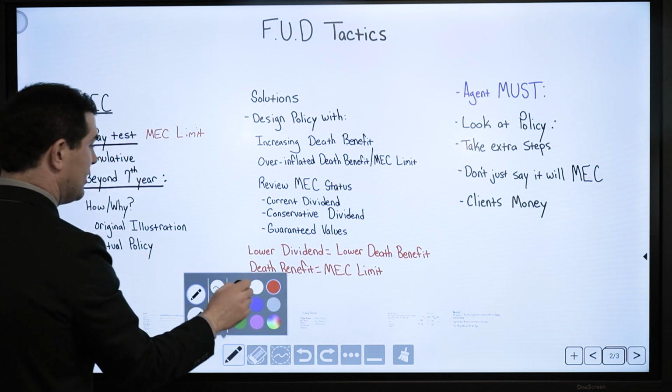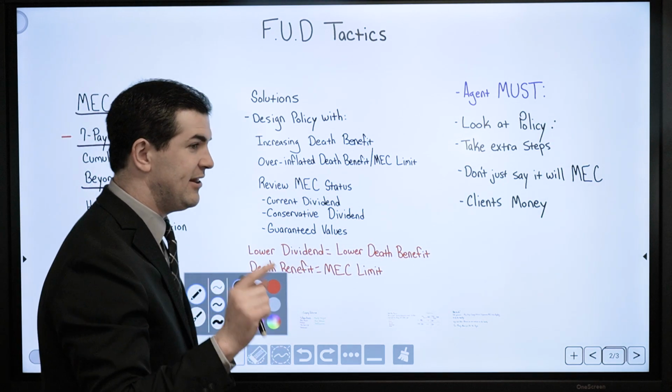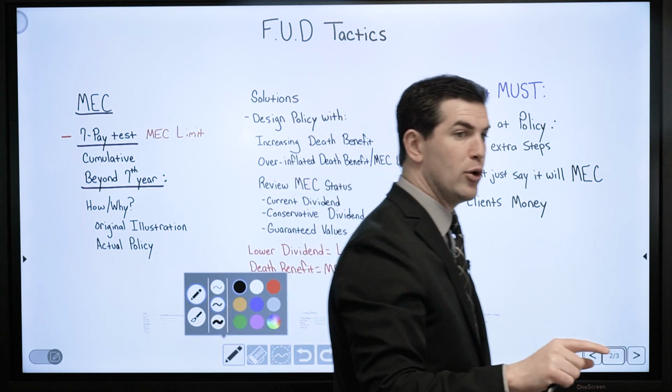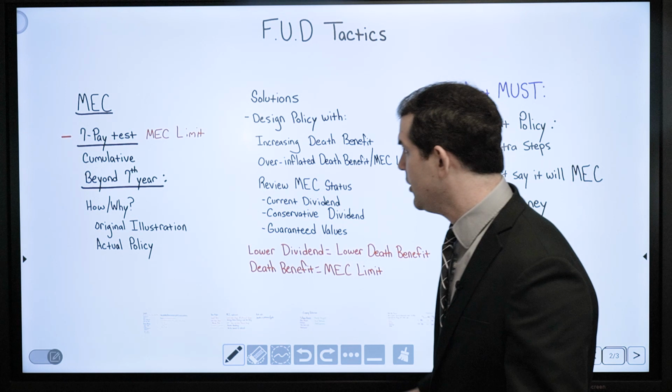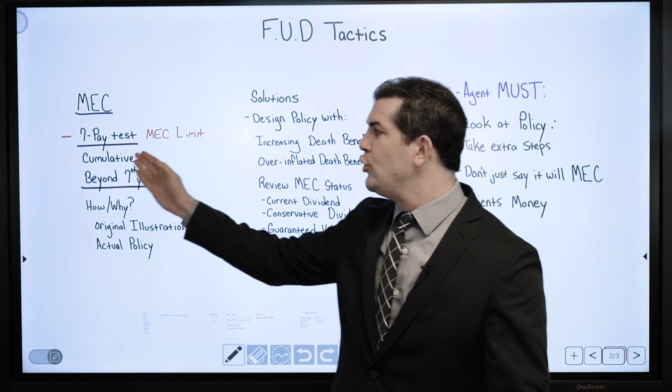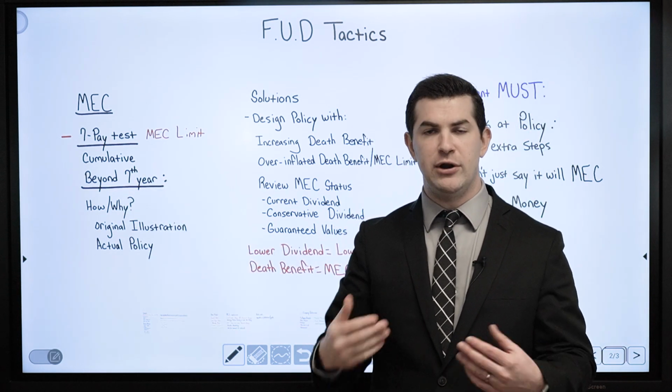I do need to ensure that my insurance policy and the insurance company I'm working with permits catch-up payments as well. Some companies do, some companies don't. So cumulative, meaning any unused MEC space, will roll over year to year.